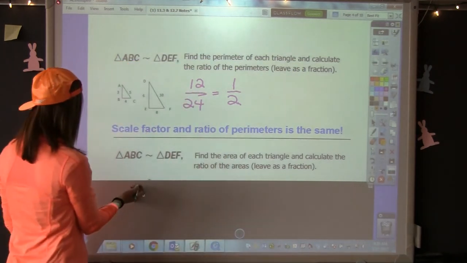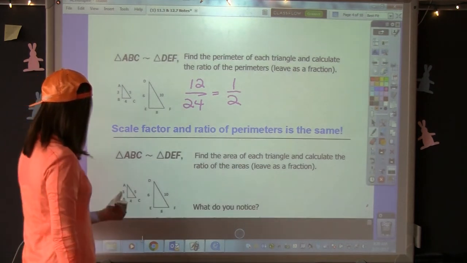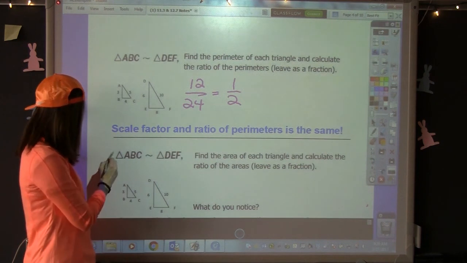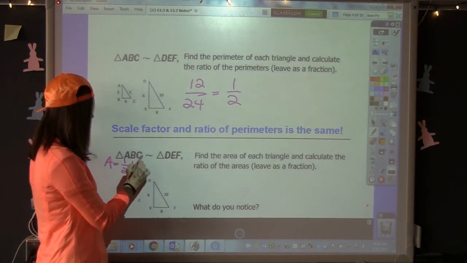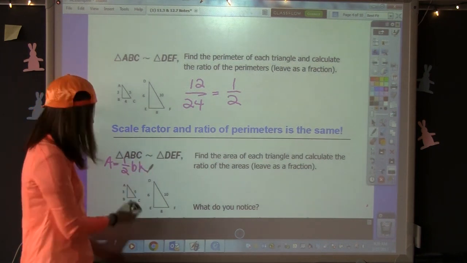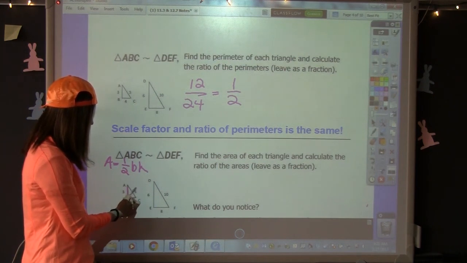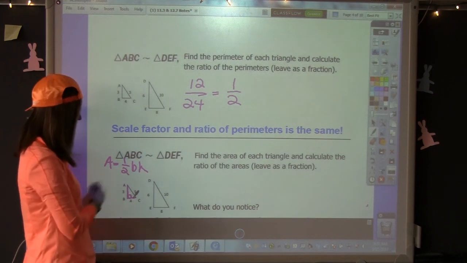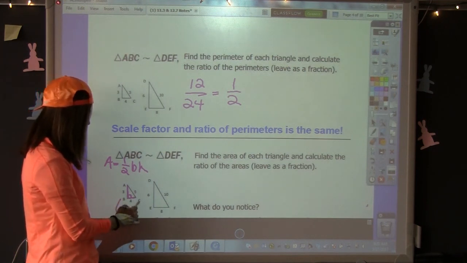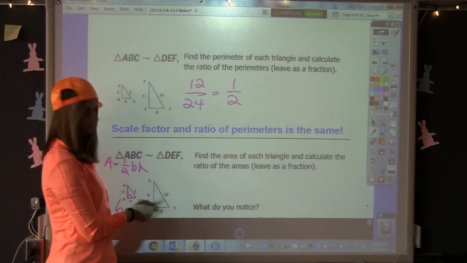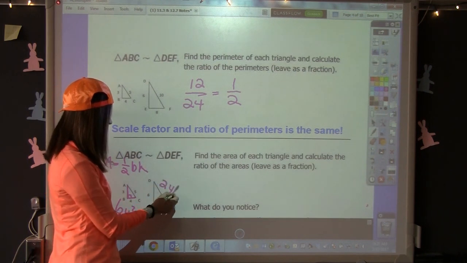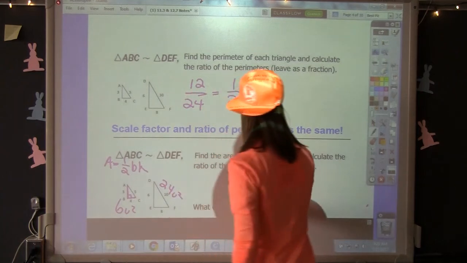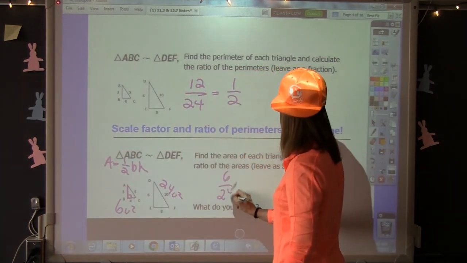Okay, so what's half of 3 times 4? The area equals 1/2 of the base times the height, and the base and the height are always perpendicular, right? The base and the height are 3 and 4, that's 12, half of that is 6 units squared. What's the area of this one? 24. Oh my gosh. That's not 1 to 2, is it? It is 1 to 4. Oh, wow.